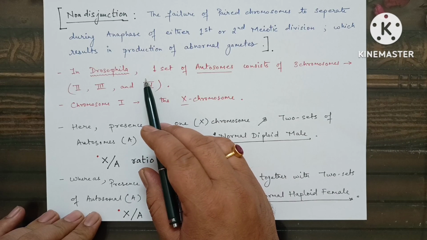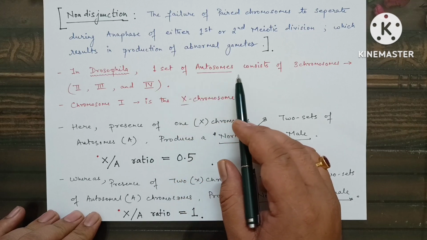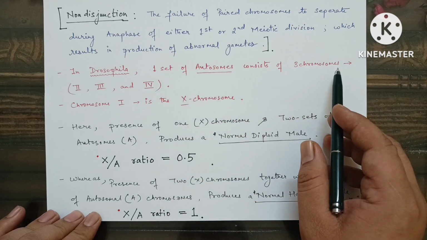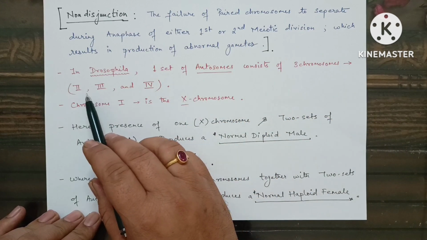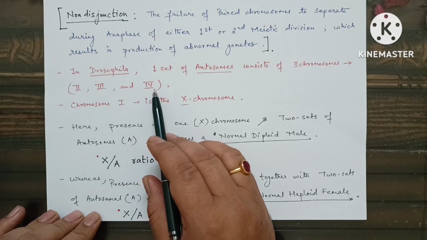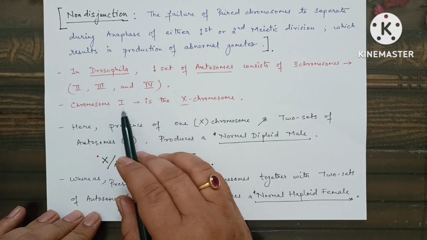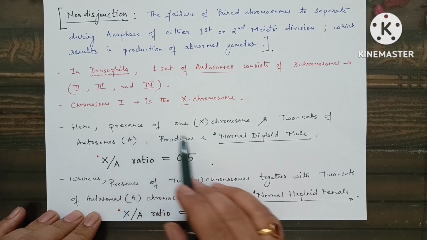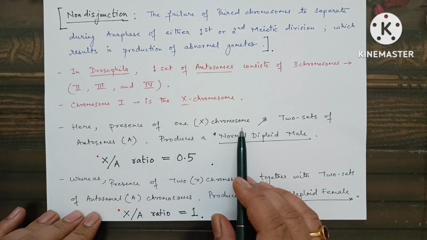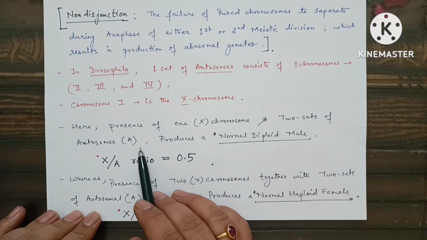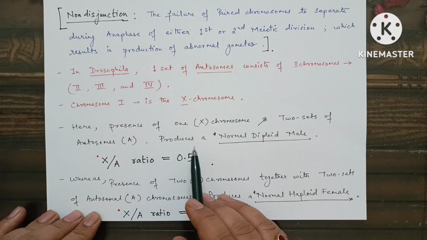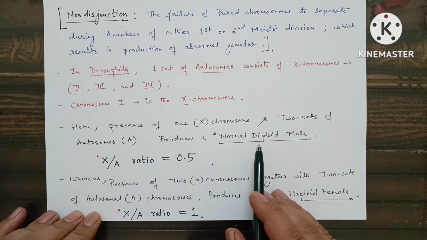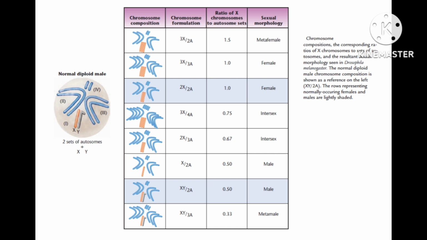In Drosophila, one set of autosomes consists of 3 chromosomes, here the second, third, and the fourth. The first chromosome is the X chromosome. Presence of one X chromosome and 2 sets of autosomes produces a normal diploid male Drosophila.